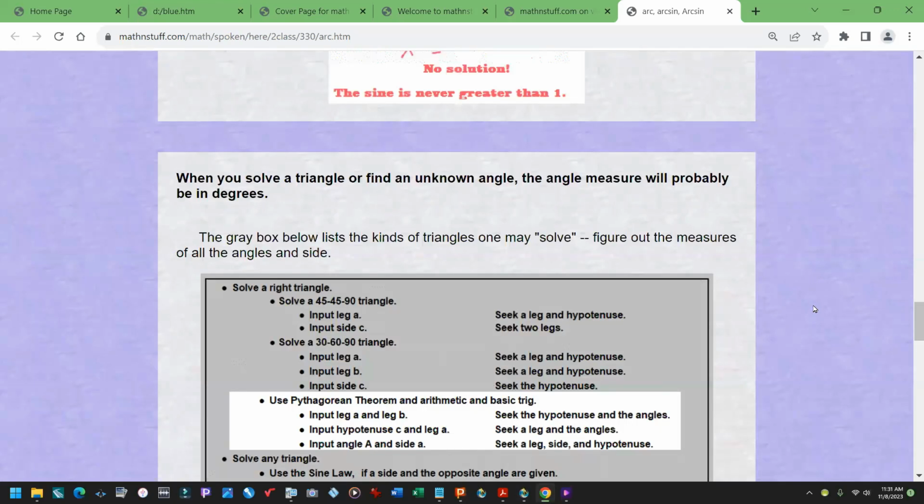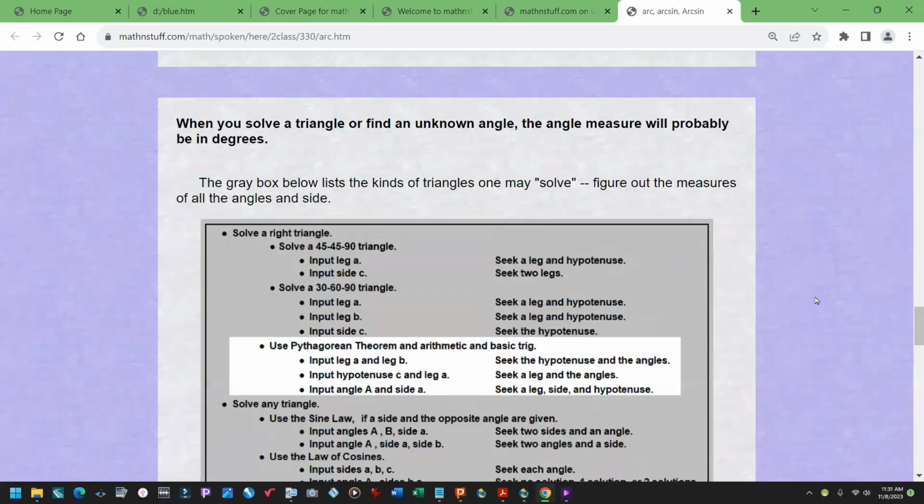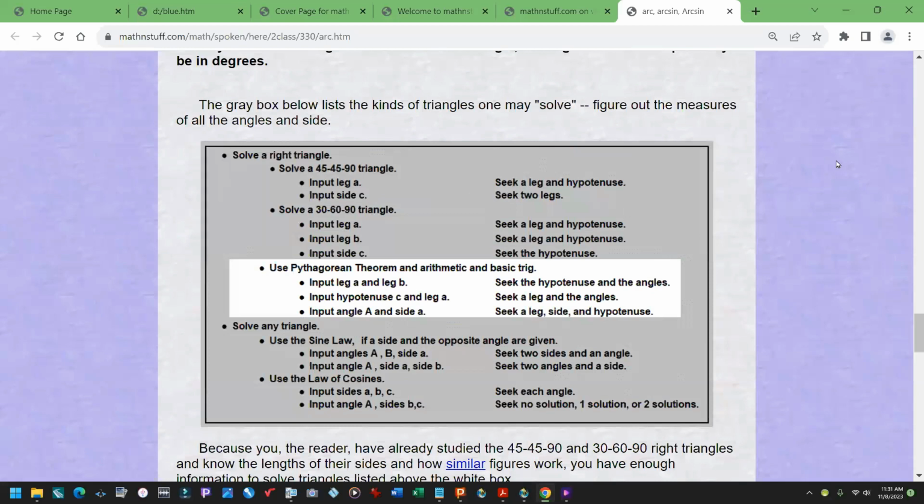Now, that's everything you need to know as far as mathematics goes. Here's everything you need to know about doing work that you have to produce for a test.